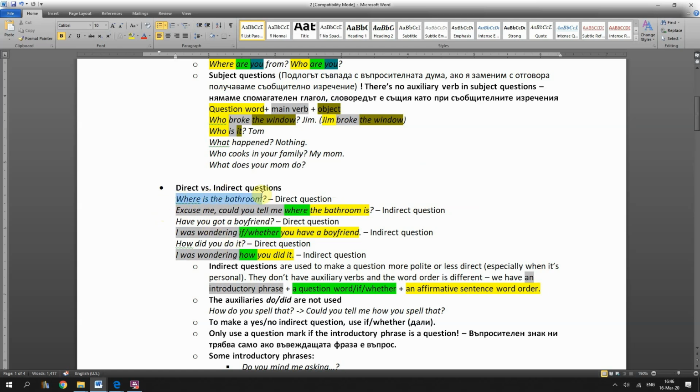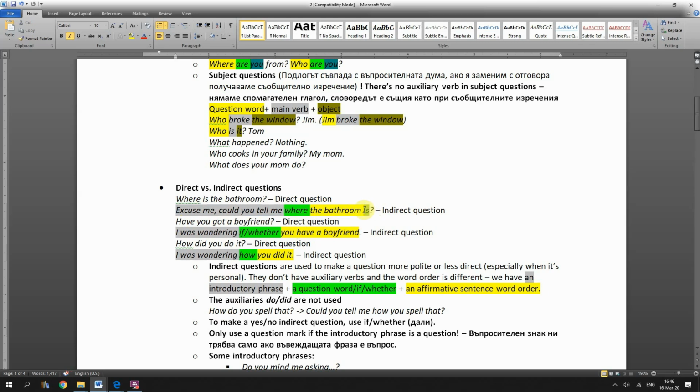So this question here, where is the bathroom? I can make it into an indirect question by putting a phrase like, excuse me, could you tell me? Or excuse me, can you help me find something? So, this changes the sentence. As you can see, the order of the elements changes. So, I have, excuse me, could you tell me where the bathroom is?